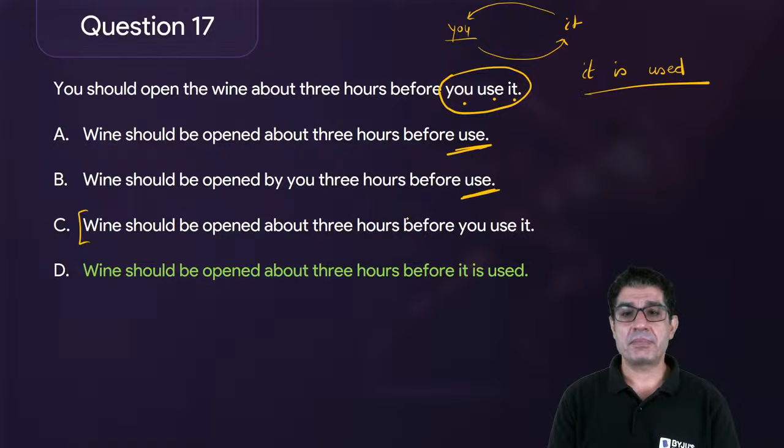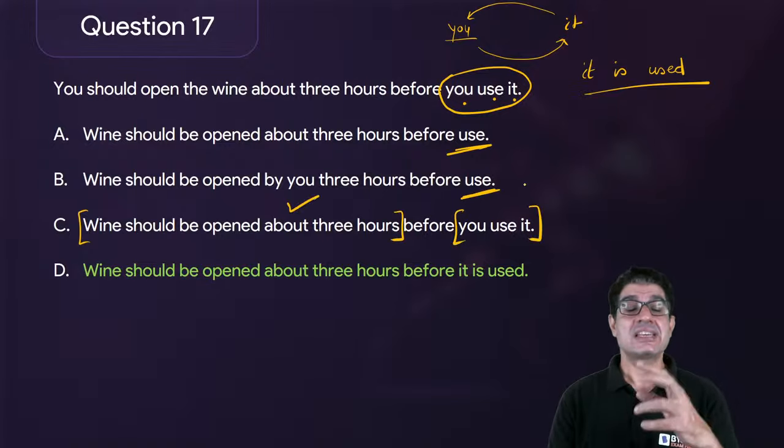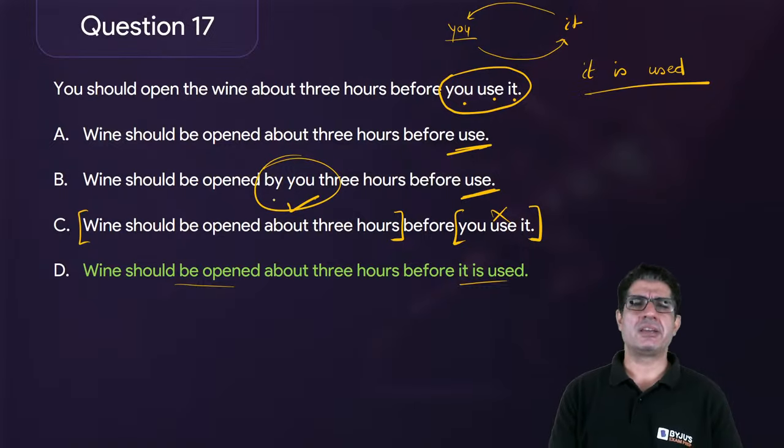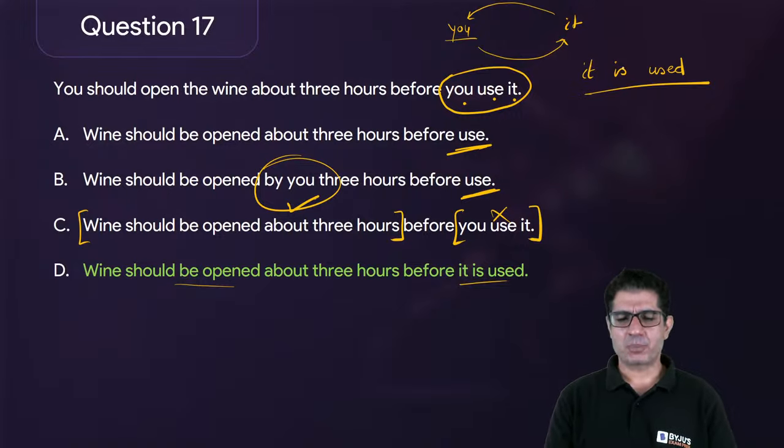C has managed to get the first clause right, but the second clause is still in active voice. The second clause has not been converted into passive. And that is why C is also wrong. D is the only one which converts both of them correctly into passive voices. Now this by you is optional here. So you notice the moment you convert into passive voice, you'd realize that it becomes an imperative sentence, right? So by you is optional.